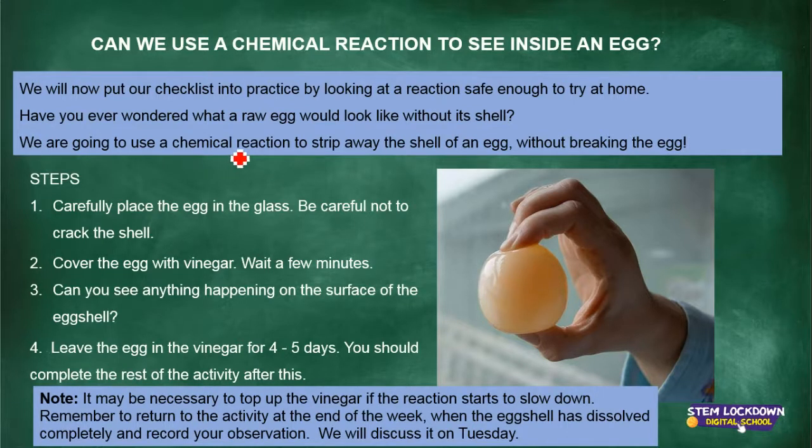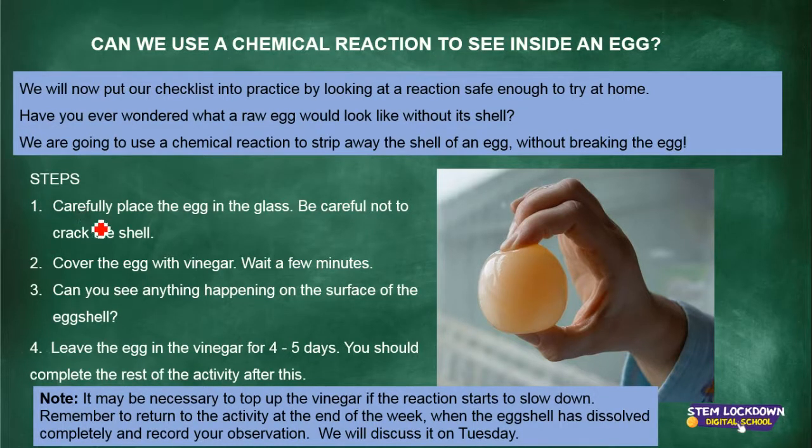So we're going to use a chemical reaction to strip away the shell of an egg without breaking the egg. So what we're going to do is use a semi-chemical reaction. And I want you to try this investigation at home. So we're not going to complete the investigation. First, you're going to prepare it, then you're going to leave it for 4 or 5 days, and then when we come back on Tuesday, I'm going to ask you questions.